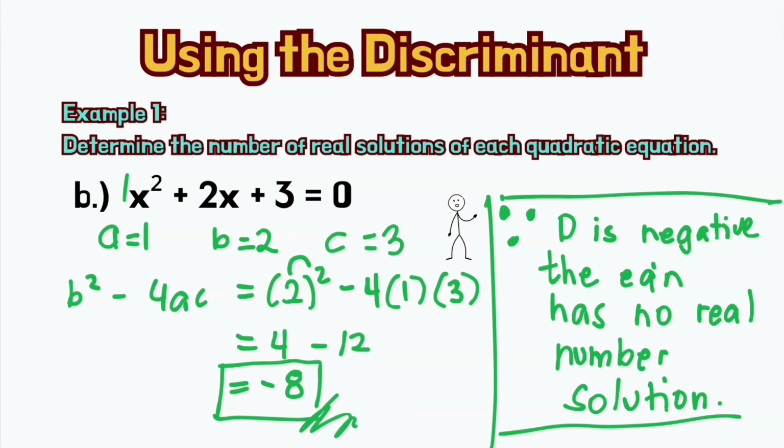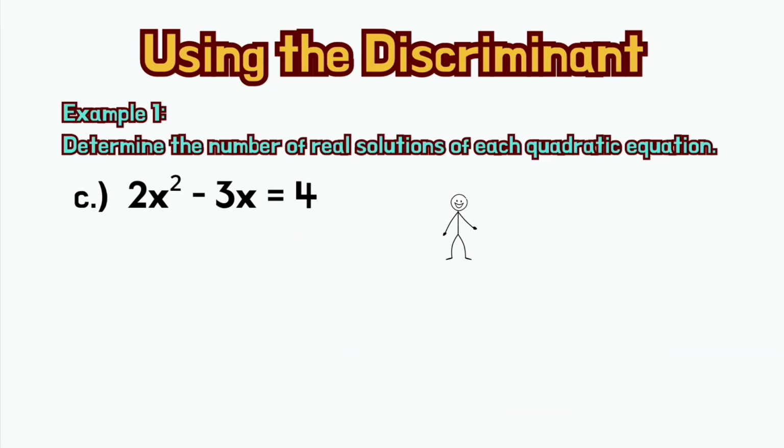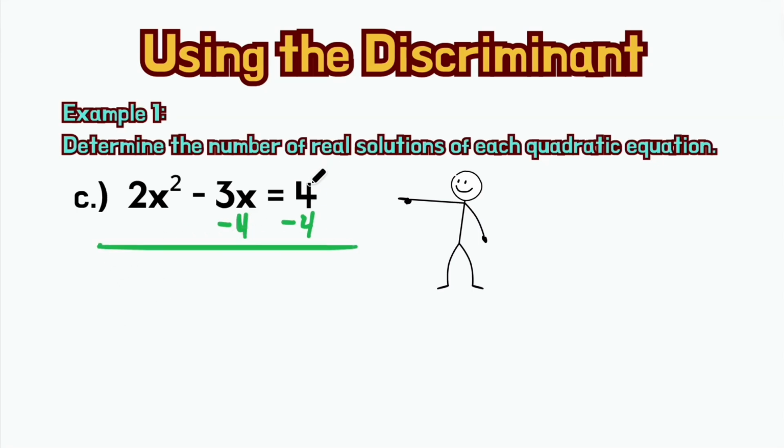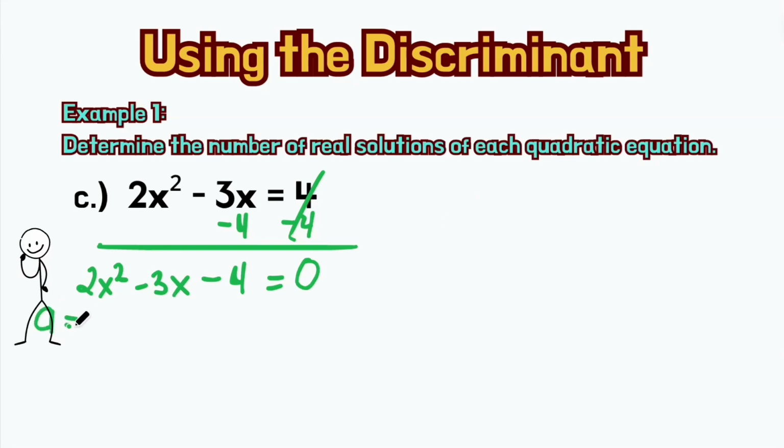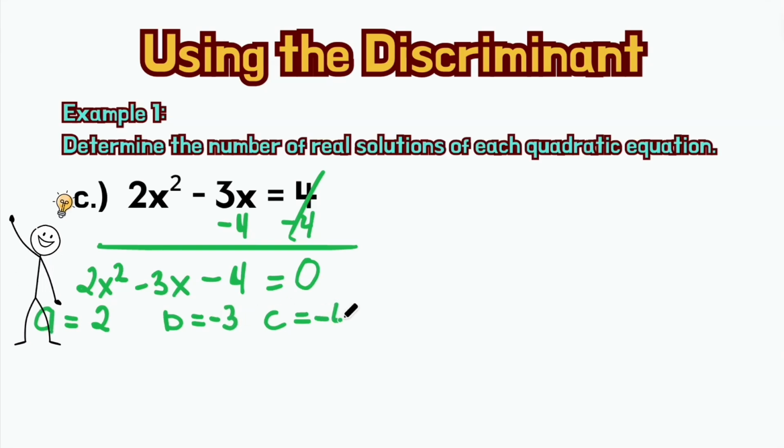Okay, so without further ado, allow me to have this third example. So 2x squared minus 3x equals 4. Again, we have to make it a standard form. So for us to do that, you subtract 4 from both sides to eliminate the right hand side and make it 0. Okay, so we have 2x squared minus 3x minus 4. Okay, and we have to find the A, B, and C. A would be 2, B would be negative 3, C would be negative 4.